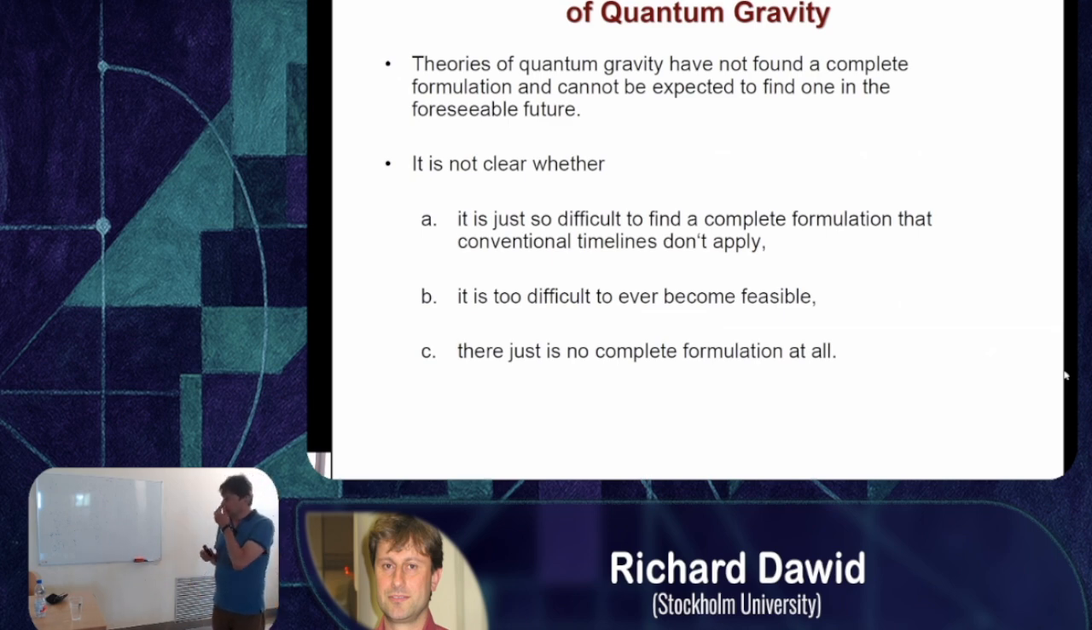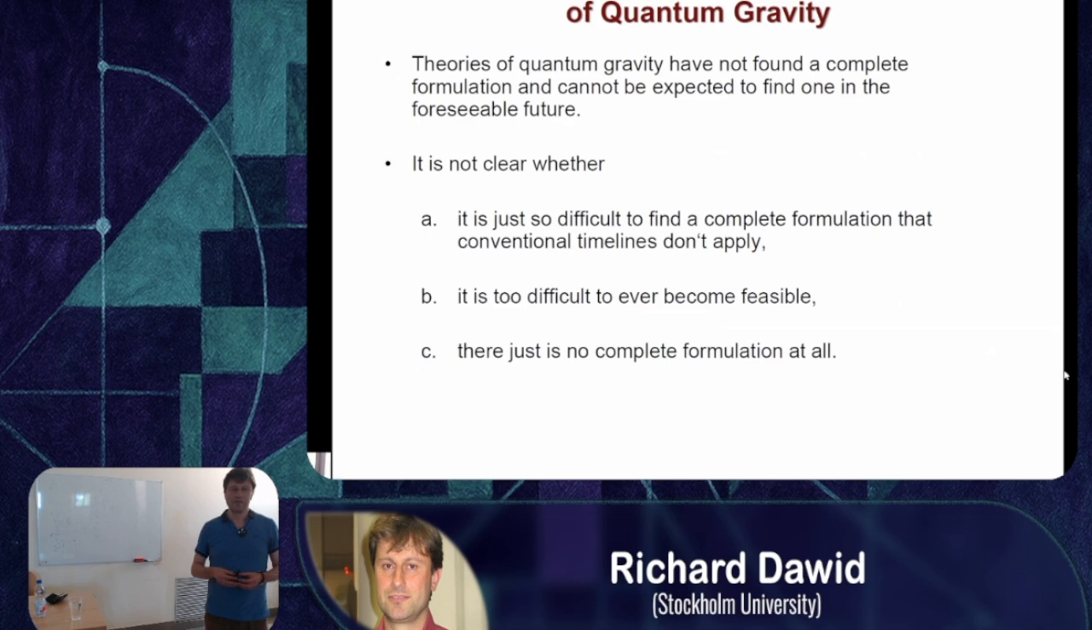And there is a second important problem for theories of quantum gravity, and that problem is that those theories have not found a complete formulation so far, even after decades of work on them, and they cannot be expected to find one in the foreseeable future. It's not clear what to make of this observation. One might either conclude that it is just so difficult to find a complete formulation of theories of quantum gravity that conventional timelines don't apply, so it may take much, much longer than in conventional contexts. It might also mean that it is too difficult to ever become feasible.